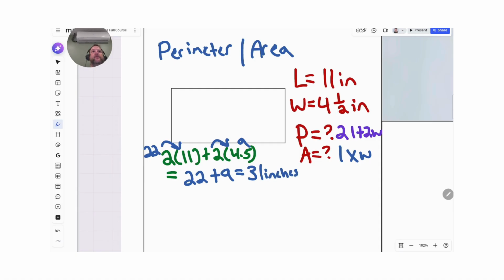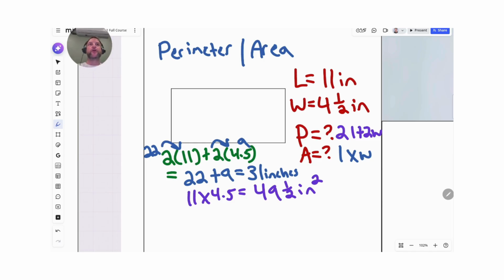What about our area? Area will be 11 times 4.5. 4.5 inches is 4.5. So we have 11 times 4.5. This is 49.5 inches squared for our area. Also can write that 49.5 inches squared. Or I can write in squared.